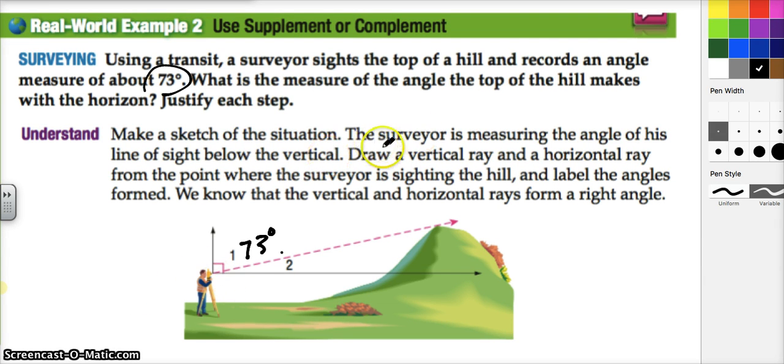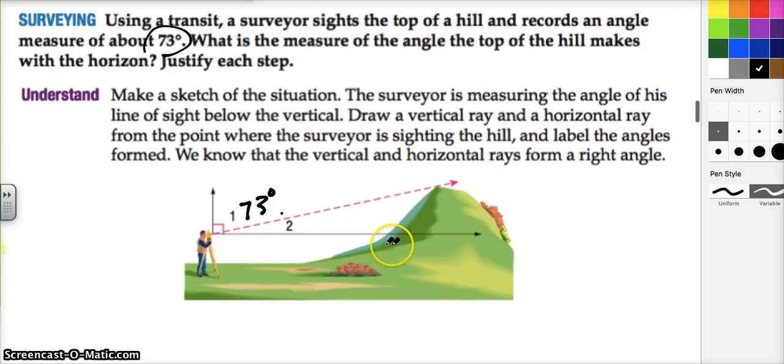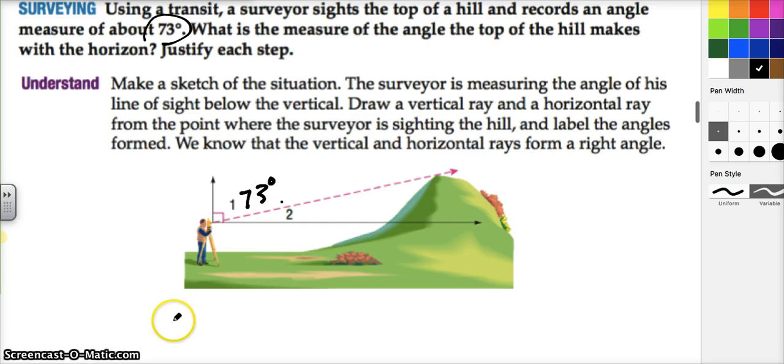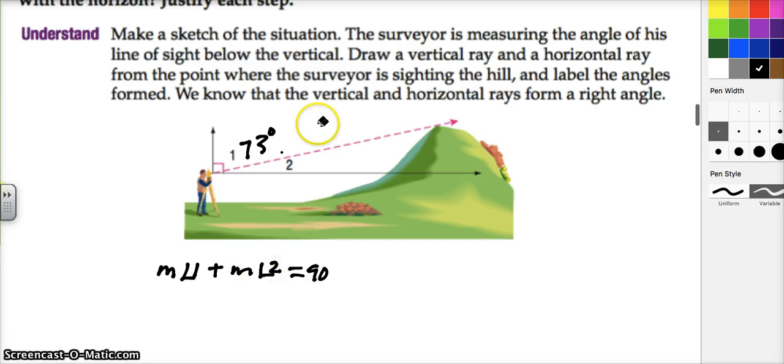But once you get a picture drawn of your geometric situation and you put in correct information, a lot of information is just going to come out. So now I see that angle 1 is 73, angle 2 we need to figure out, but it doesn't seem too hard because I know that the measurement of angle 1 plus the measurement of angle 2 is equal to 90 degrees, all right? In a sense, we're given that information because we've got a vertical and horizontal ray.